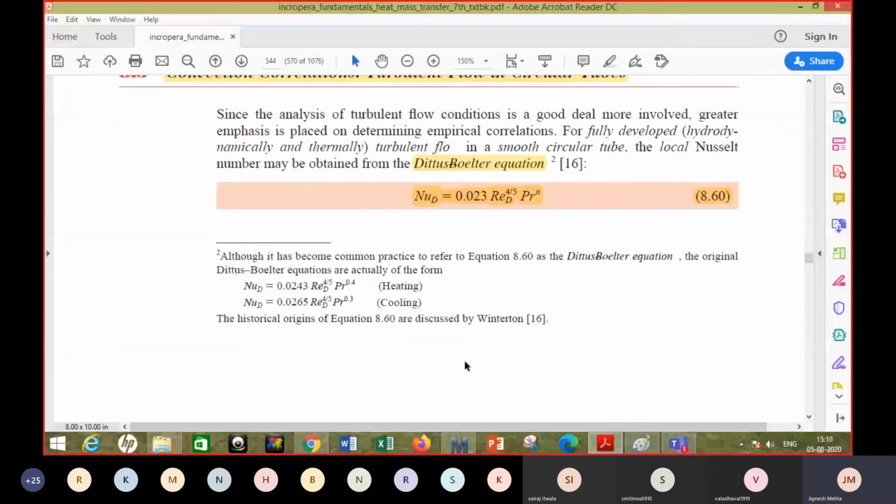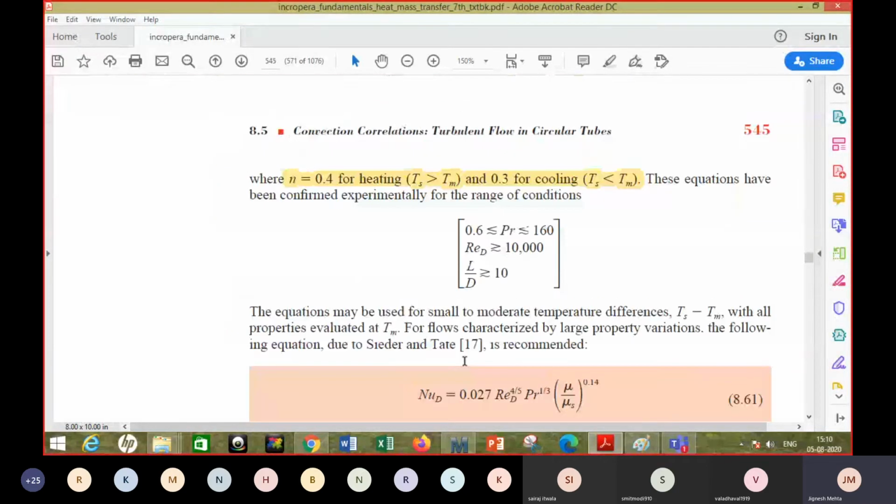What does it mean? What is the criteria for this? You can use it for Prandtl number. The range is very wide, 0.6 to 160. Reynolds number should be greater than 10,000, right? So it's completely turbulent above this value of Reynolds number. You can use it for somewhat lower values of Reynolds number also, but the equation becomes less accurate.